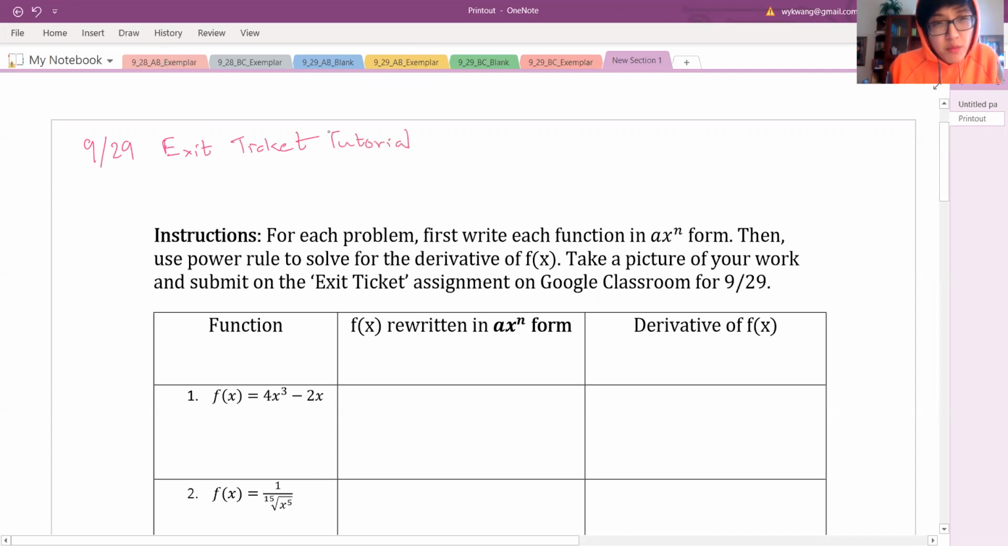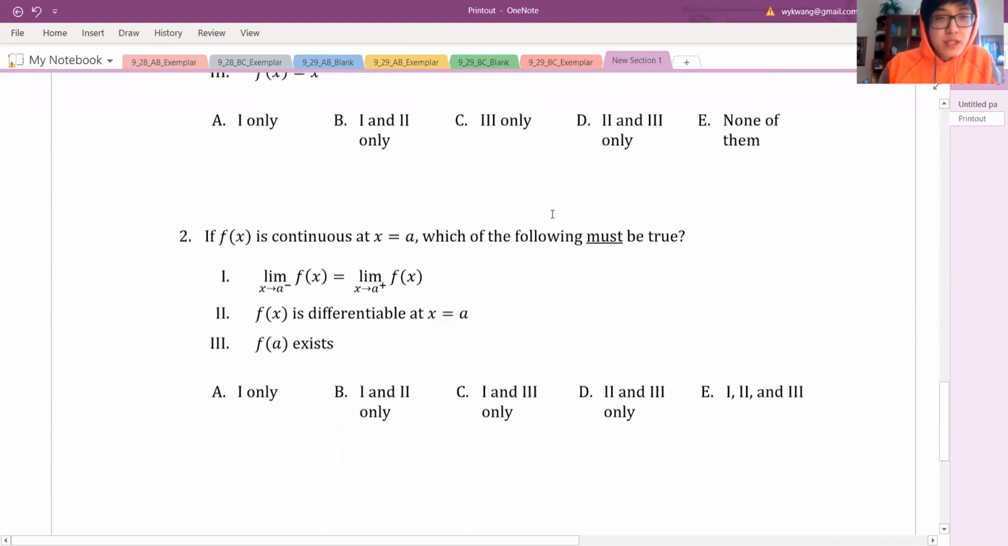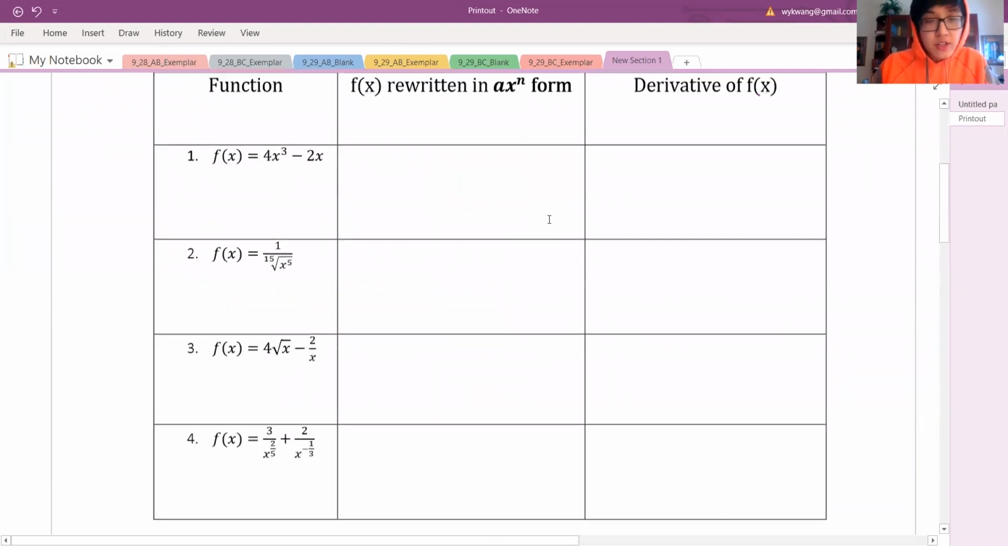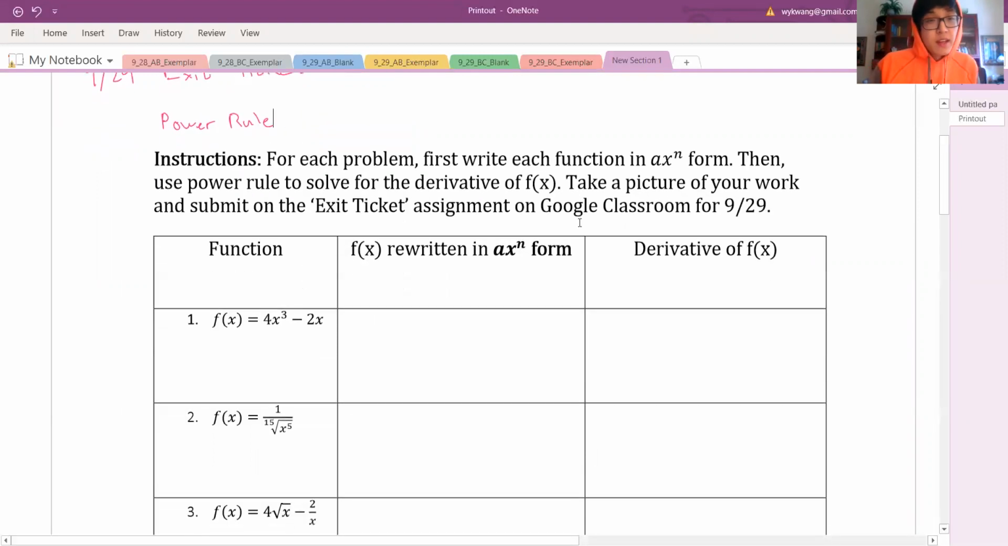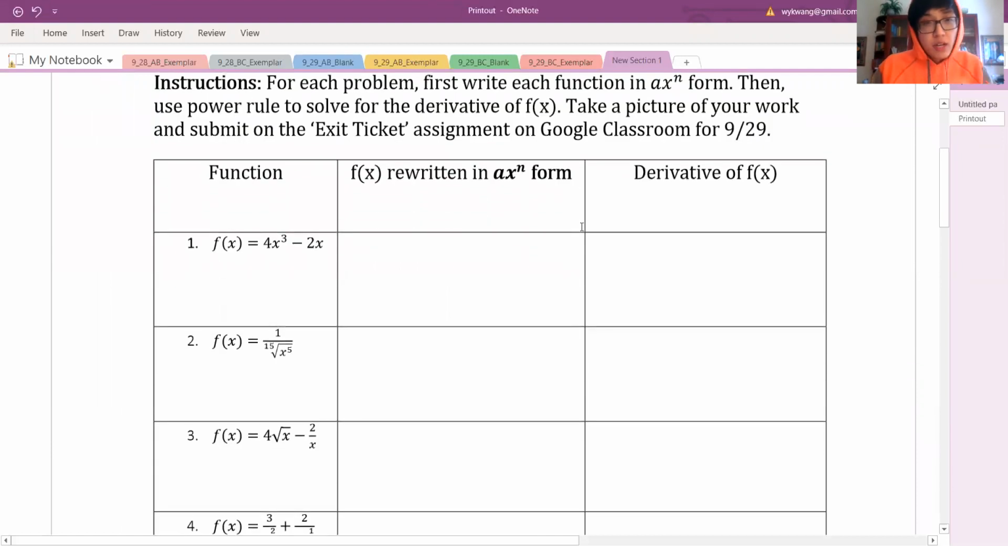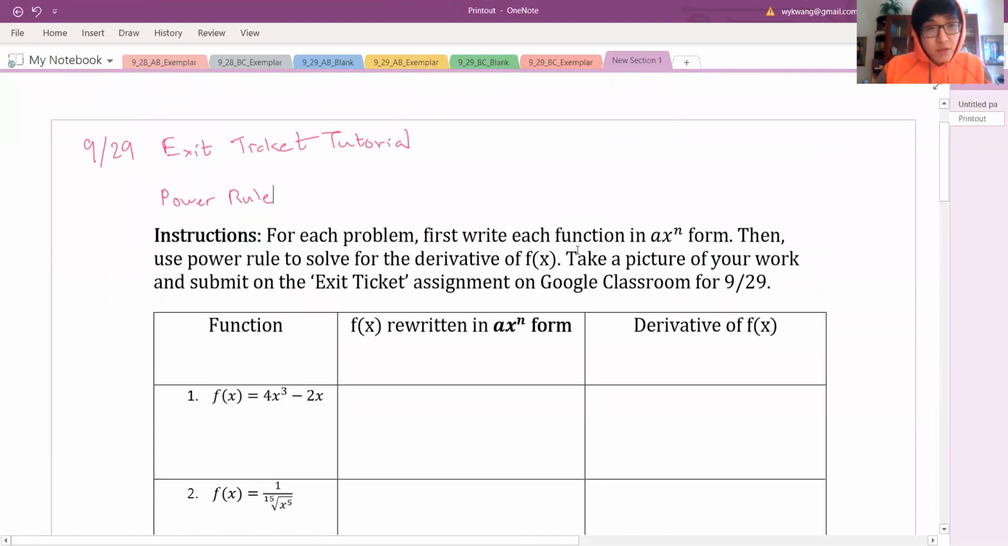So today, remember, we focused on power rule. And at the end of the exit ticket, I have two questions on differentiability, which we covered yesterday, but there was no exit ticket yesterday. So I just added two quick multiple choice questions for our topic yesterday. Now, today we dealt with power rule.